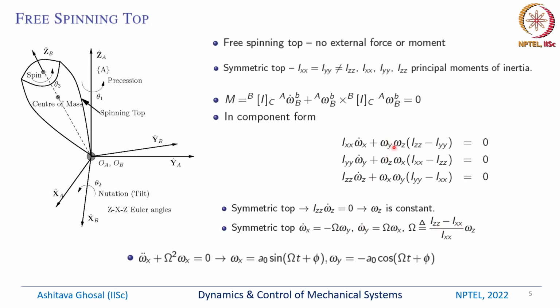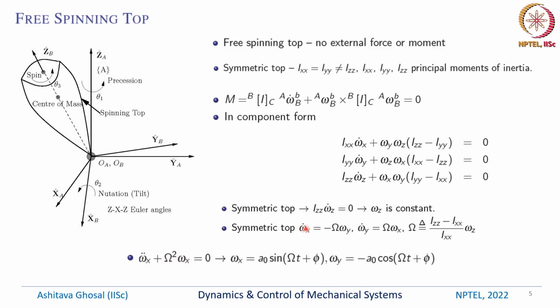Okay, so just by looking at these two equations and putting omega z as constant and then simplifying and noting that Ixx and Iyy are same, what we get here is two differential equations. Omega x dot is some constant into omega y, and omega y dot is some constant into omega x. If you take another derivative of this and then substitute back what is omega y dot, you will get omega x double dot plus capital omega square omega x equal to 0. Okay, you can see that.